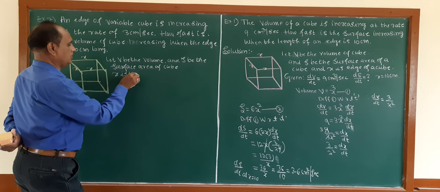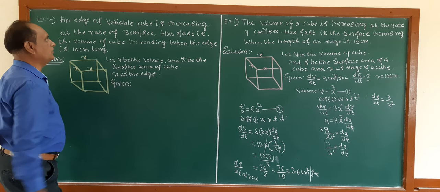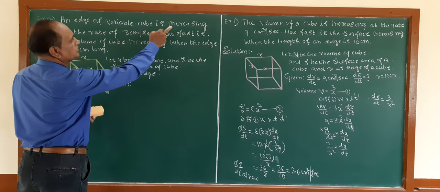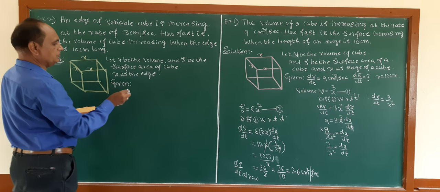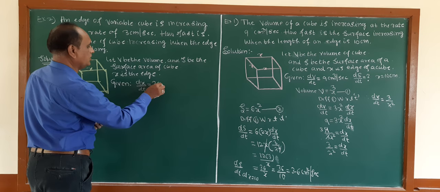So given things: the edge of a variable cube is increasing. The edge of a variable cube is increasing at the rate of 3 cm per second. So dx divided by dt is equal to 3 cm per second, which is given.